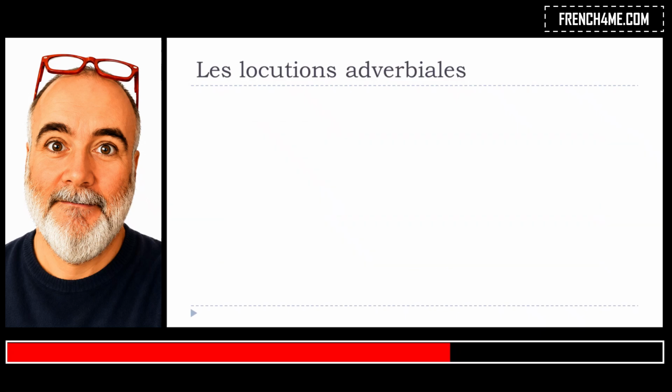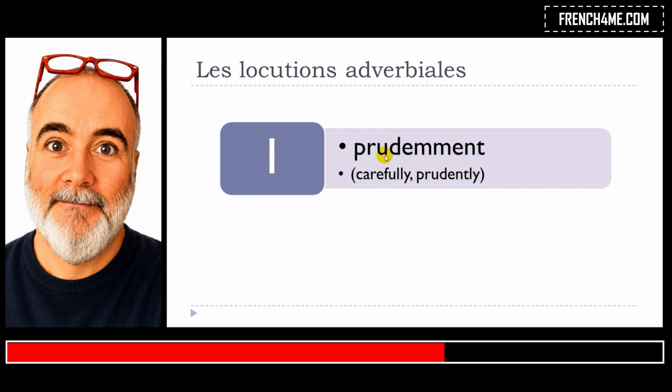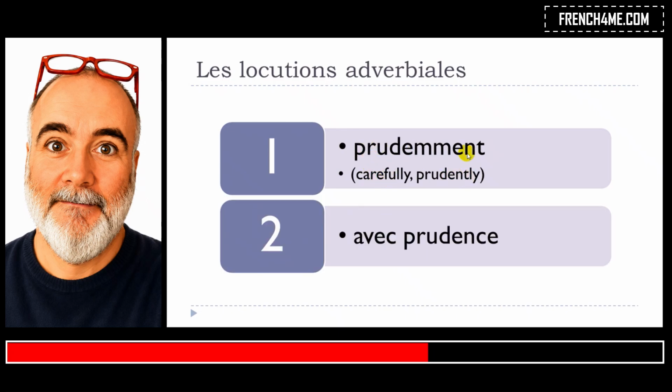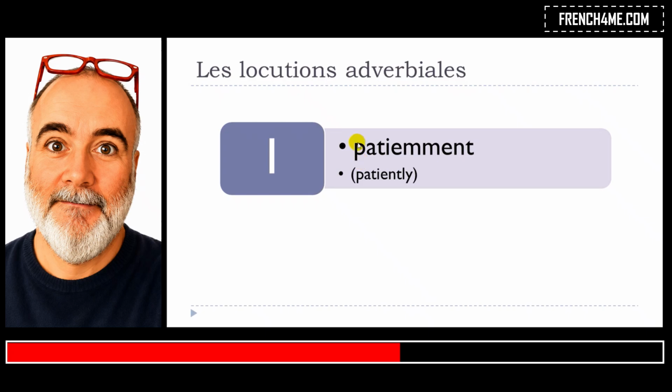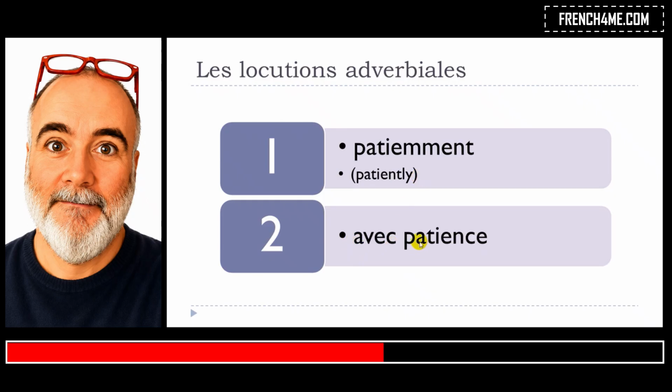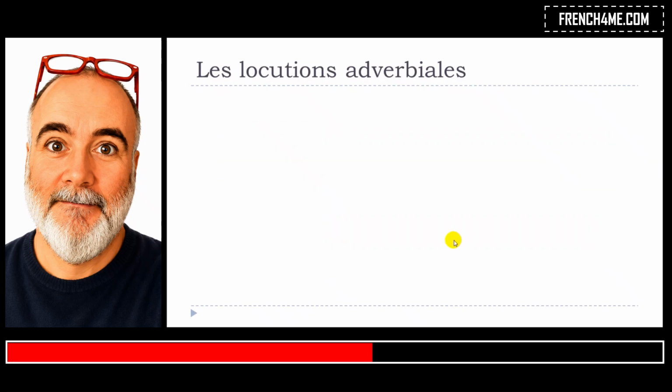Okay, so we'll see a few examples now, and the first one will be prudemment. Okay, so you get the translation here. Prudemment, okay, and then you could use une locution adverbiale, avec prudence. So you can use prudemment, or then you can use avec prudence. All right. Patiemment. You get a translation here, or then you could use avec patience. Okay, patiemment, avec patience.